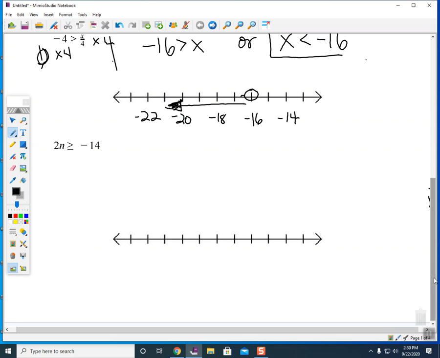All right, our next one: 2n is greater than or equal to negative 14. Now I just divide both sides by 2, and I'm left with n.